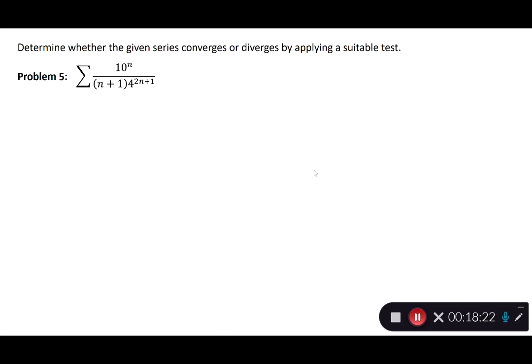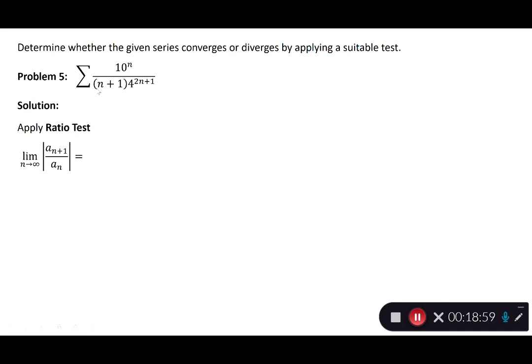Okay, 10 to the n over n plus 1 times 4 to the 2n plus 1. Again, it looks like ratio test is not a bad idea because we see an r to the n kind of a deal, right? So let's apply the ratio test, which means limit of absolute value of a sub n plus 1 over a sub n. Tell me, for a sub n plus 1, what's the top? Would you agree? 10 to the n plus 1, which is 10 to the n times 10.